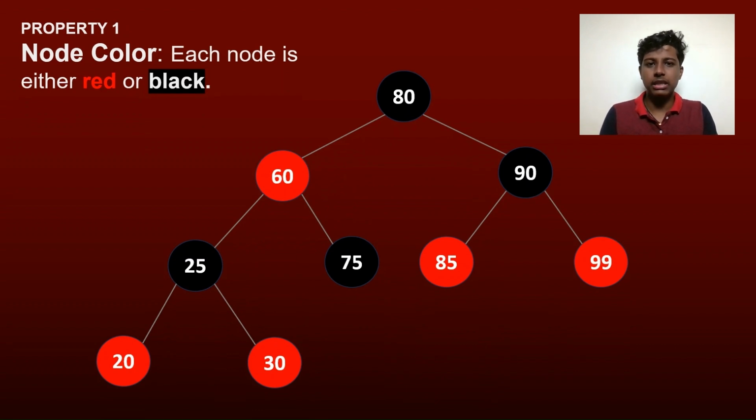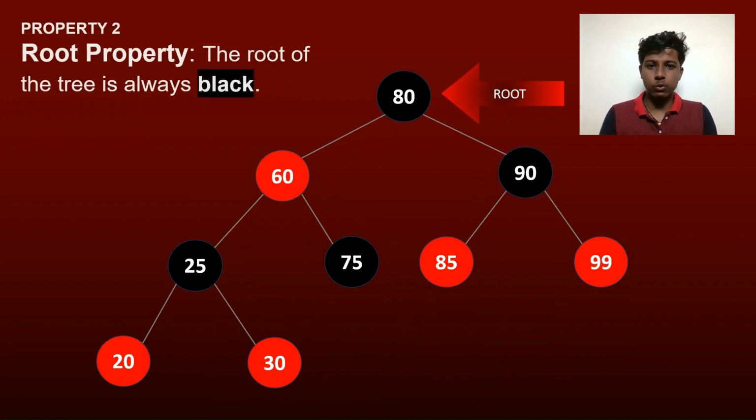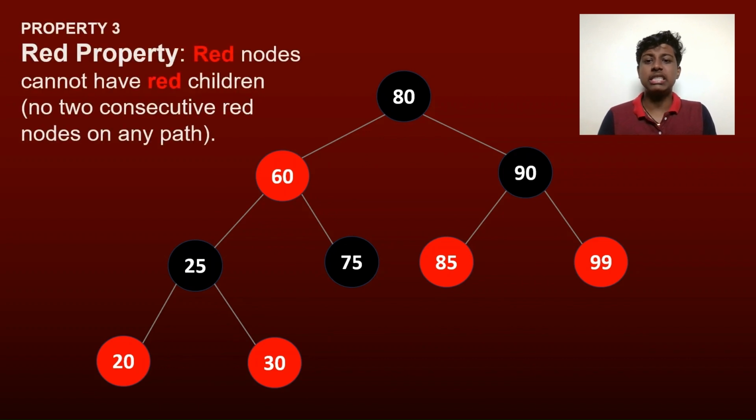Now the first property, we can see that each node is assigned a color and they are red or black. Now the second property is about the root. Here we have the root node which is 80 and that is colored black. Now the third property is about the red-red conflict. Here we can see that no red node has a red child. For example, here our node 60 has both children as black and does not have any red child.